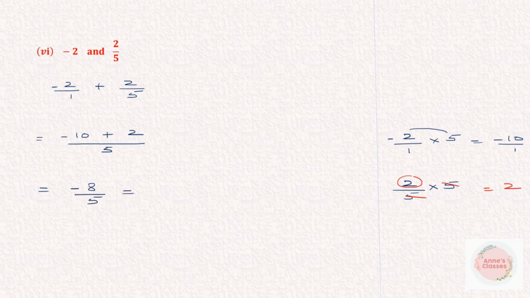Now we can convert this to a mixed number. So the sign is minus 8 by 5. Now if you have 8 by 5, how do we say? 5 ones are 5. How much is left? 6, 7, 8. That is 3 by 5. So we have 1, 3 by 5. So the final answer is minus 1, 3 by 5.